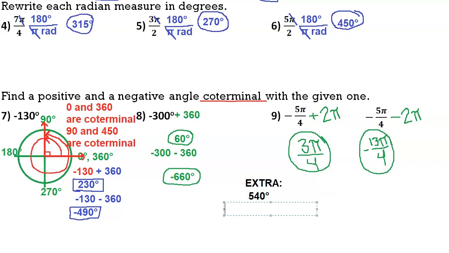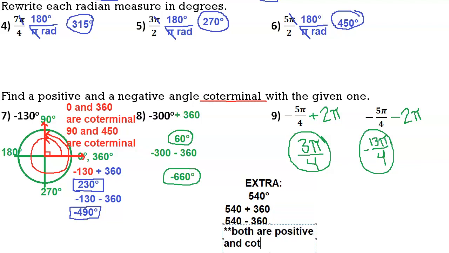So if you were looking for a positive angle coterminal with 540, you would actually have two different options. You would be able to do 540 plus 360 or 540 minus 360 because both are positive and coterminal. So if you put 900 degrees, I would give you points. If you put 180 degrees, I would give you points. Both are positive and coterminal.